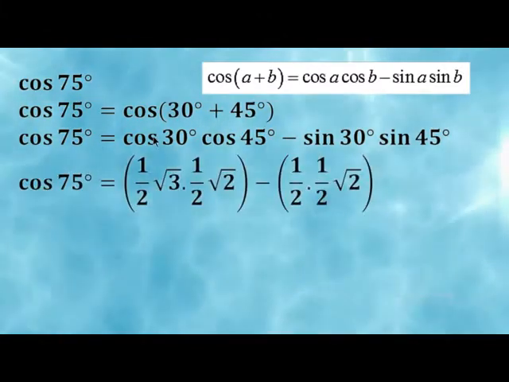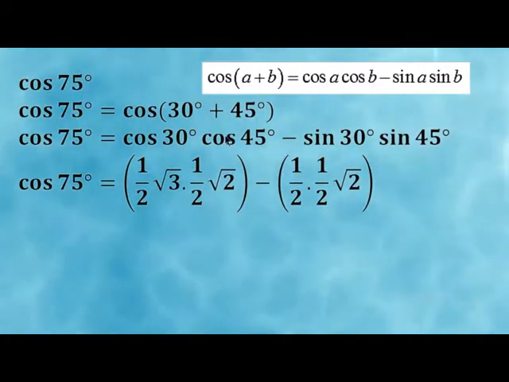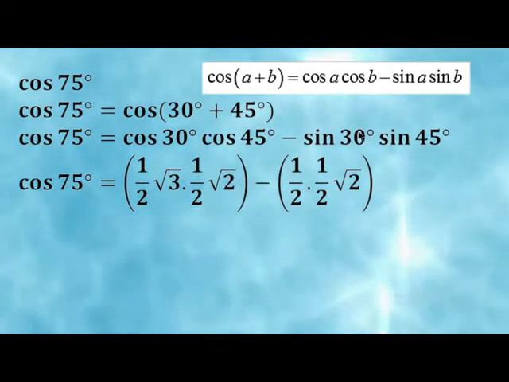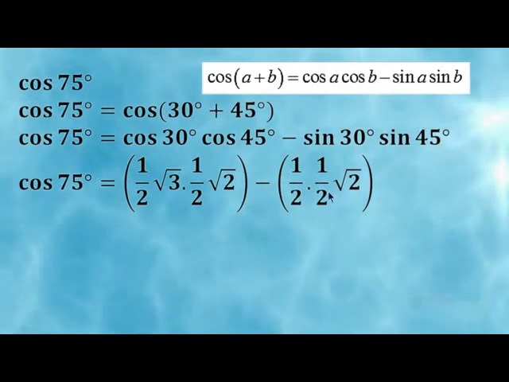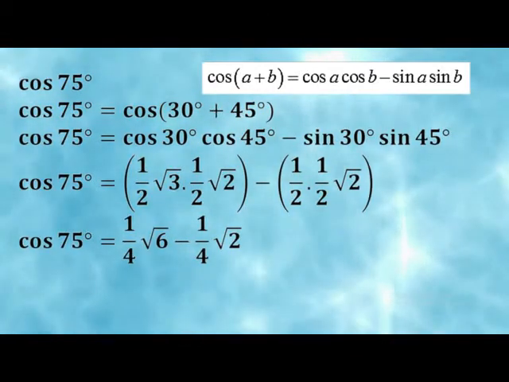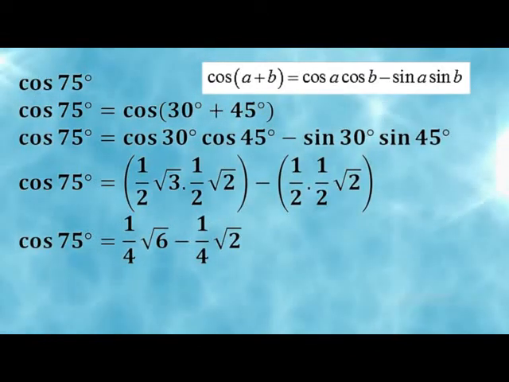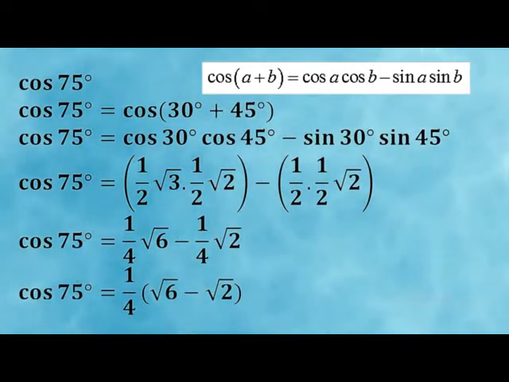So cosine 30 equal to a half of square root of 3. Cosine 45 is a half of square root of 2, minus sine 30 is a half, multiplied with sine 45, a half of square root of 2. So we got that cosine 75 equal to a quarter of square root of 6 minus a quarter of square root of 2, or a quarter of square root of 6 minus square root of 2. That's the value of cosine 75.